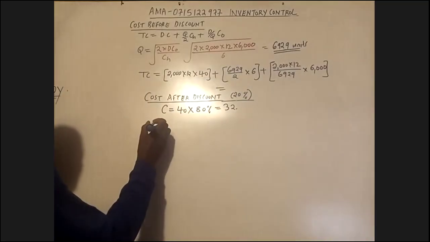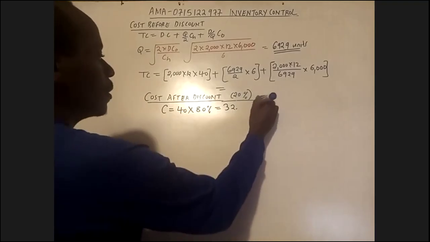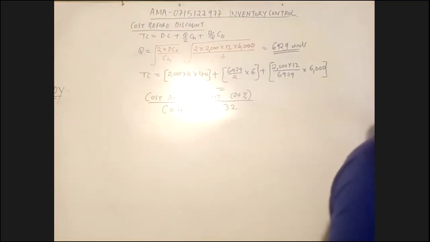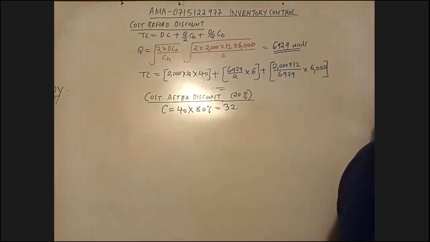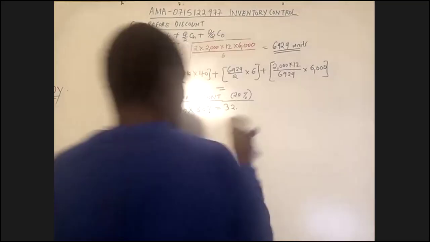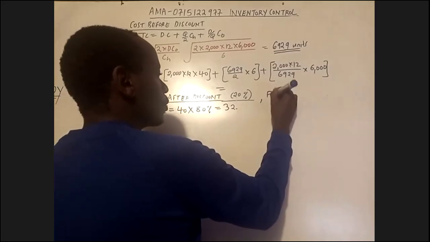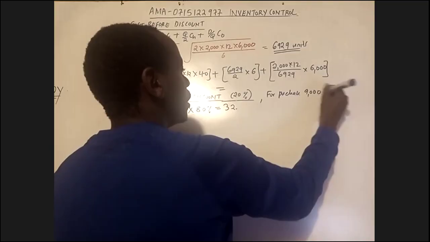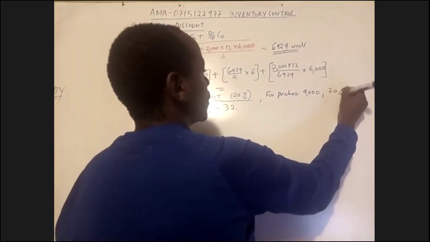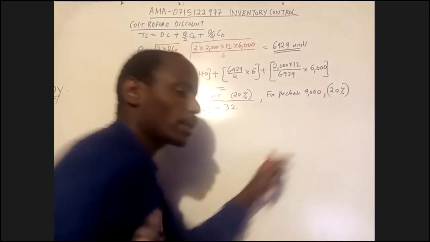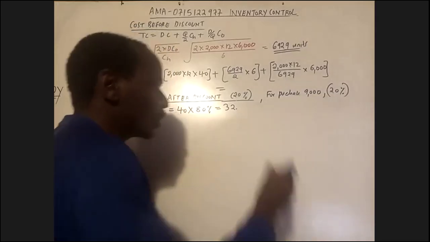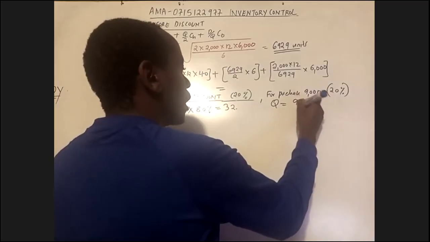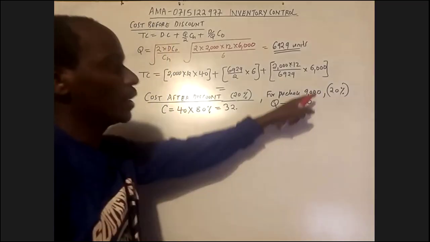Now we need to find our new Q. Let us read the question. For a purchase of 9,000, we get a discount of 20%. Our 9,000, because it is what we are going to purchase, will be our new Q. Our new EOQ will be 9,000.